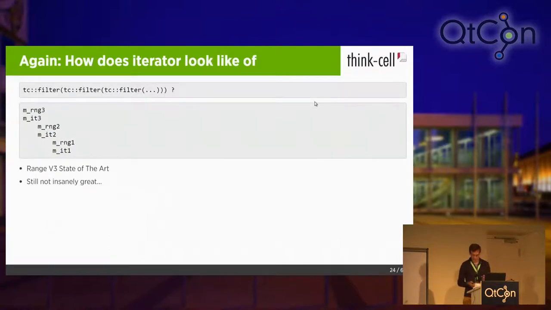Okay, so here is now the iterator of filter of filter of filter. Well, you have a range, you have an iterator. Well, that iterator still contains a pointer to its range and the iterator, and it contains a range and its iterator. Well, that's not great, right? It's actually what range-v3 does. This is the state of the art of the standard committee. But it is not insanely great. We want to do better. How can we do better?